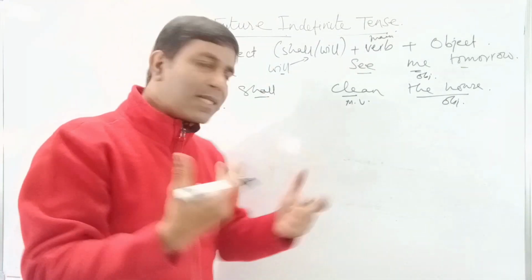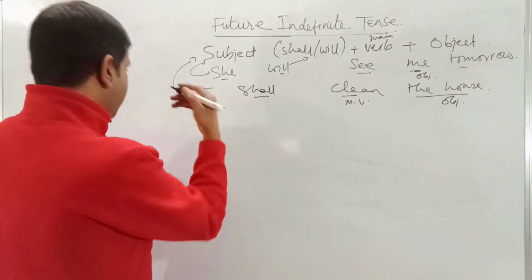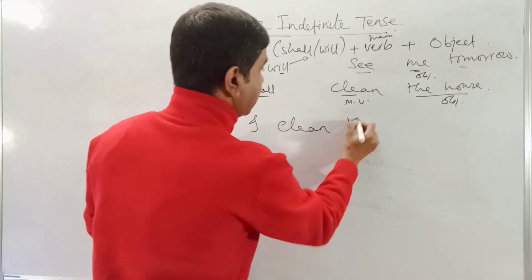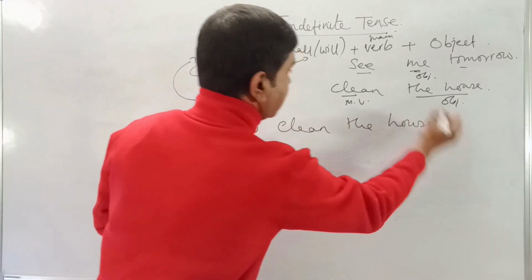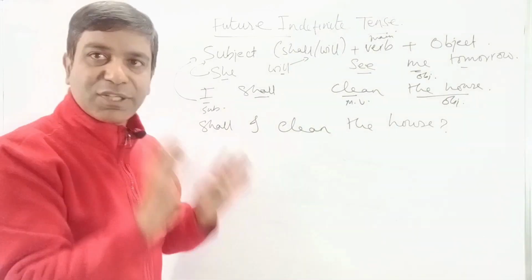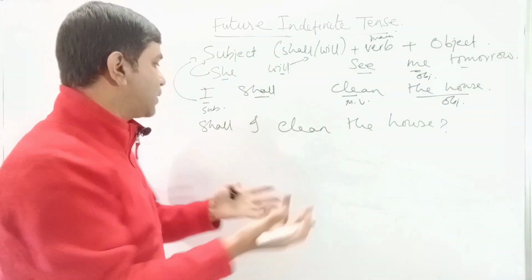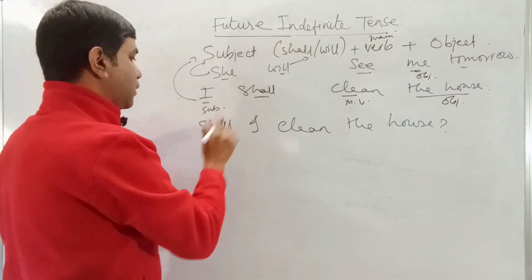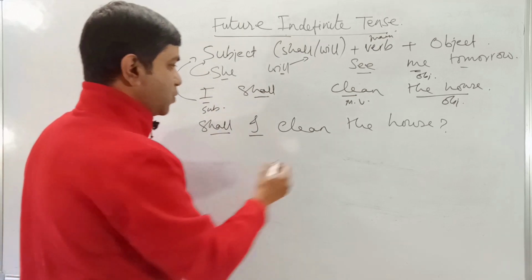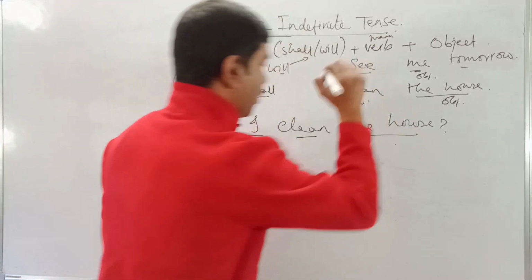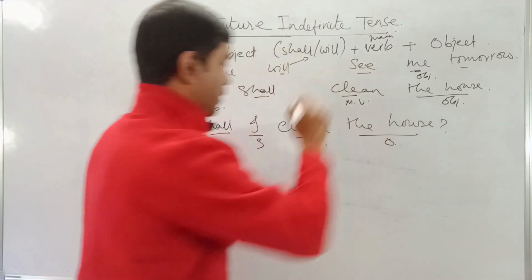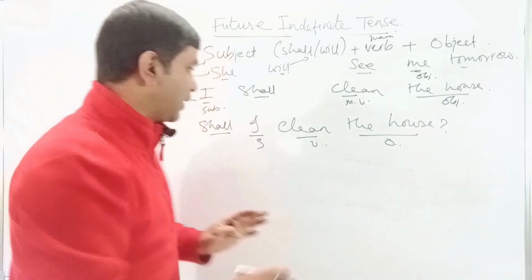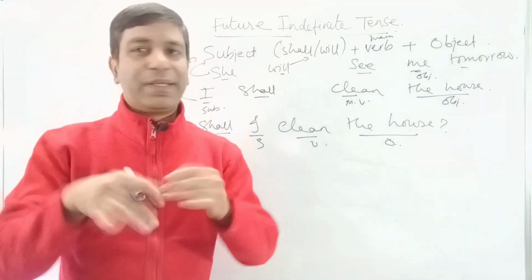If you have to change this sentence into a question, it would be like this. Shall I clean the house? This is a question, but it does not mean that it changes the tense of the sentence. It is still future indefinite tense. Shall is a part of the rule, represents future tense. I is the subject, clean is the verb, and the house is the object. Subject, verb, and object. One subject, one verb, one object. That means indefinite tense. What kind of indefinite tense? Shall is there. That means future indefinite tense.